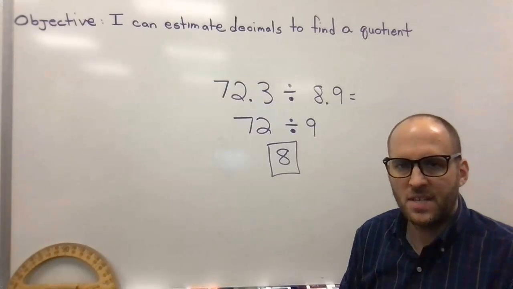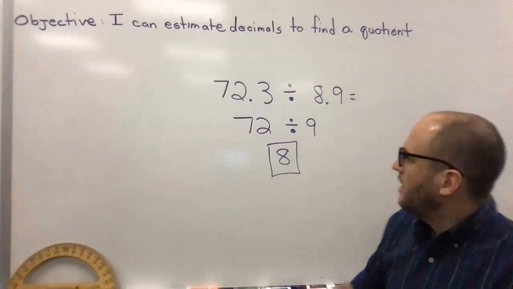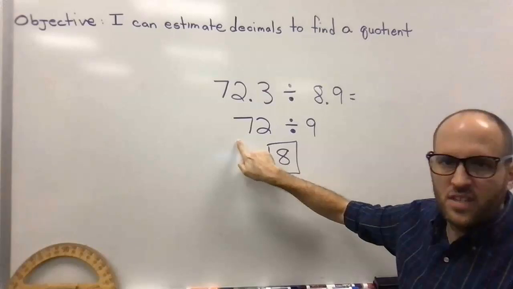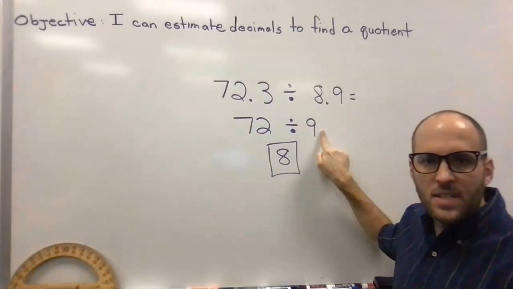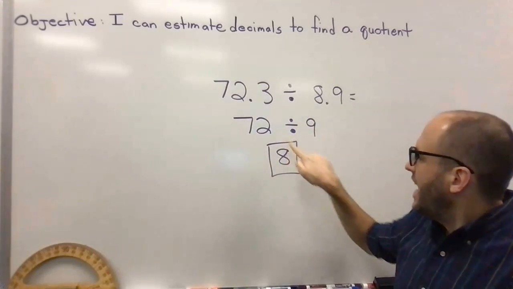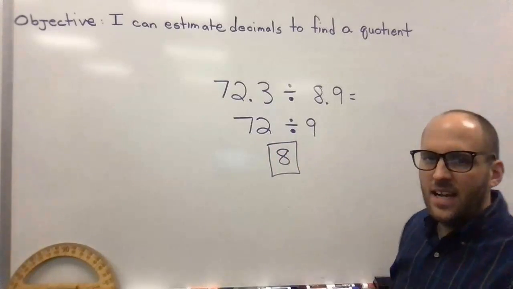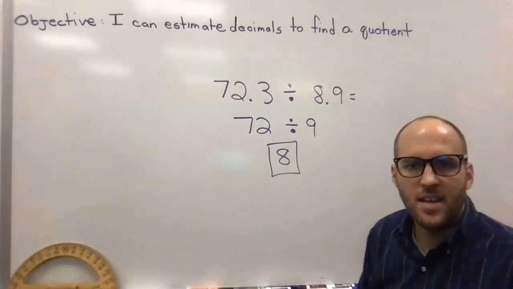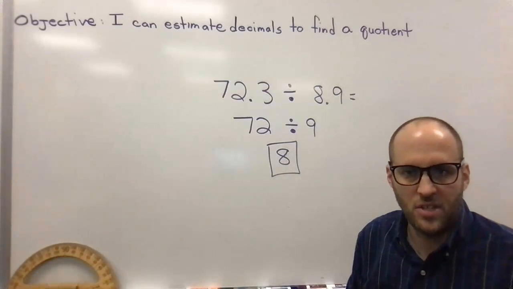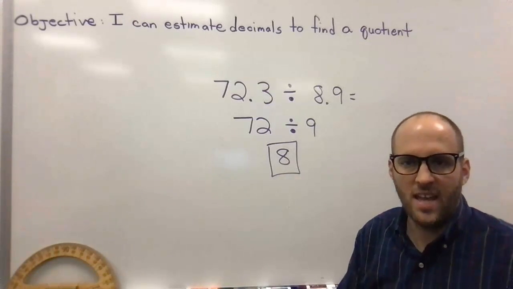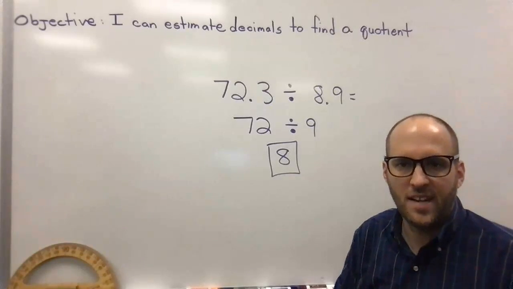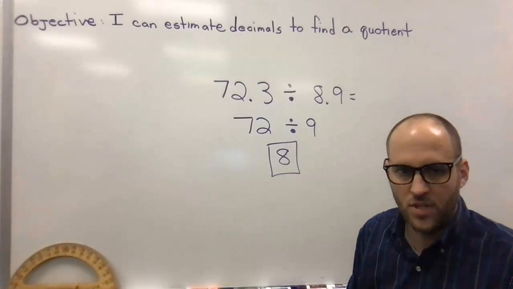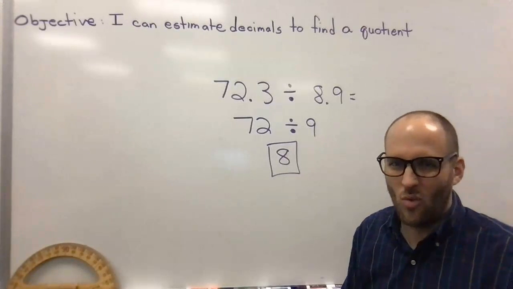Hopefully, friends, when you estimated, you got 8 for your quotient. That's because when we estimate 72 and 3 tenths, it stays at 72. 8 and 9 tenths rounds up to 9. And we can find a basic fact that will work for 72 divided by 9, which is 9 times 8. So 8 is our answer when we divide 72 by 9. So again, like I said, you don't always have to find compatible numbers if your estimate works out to something that you can use. Let's do a couple where this won't be the case.